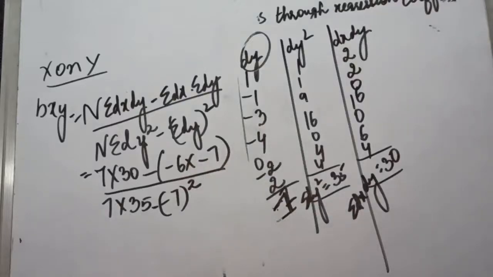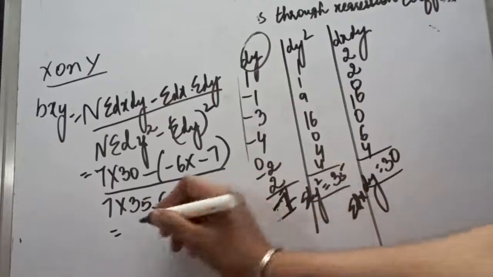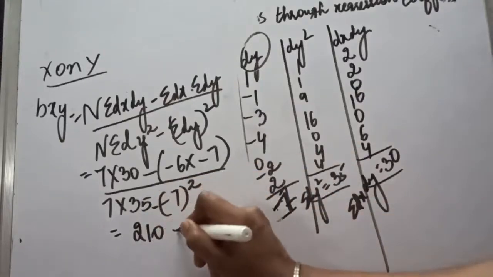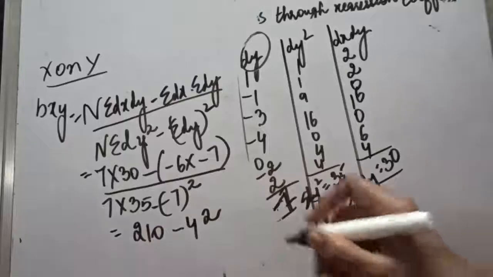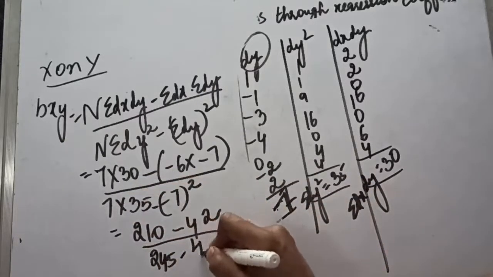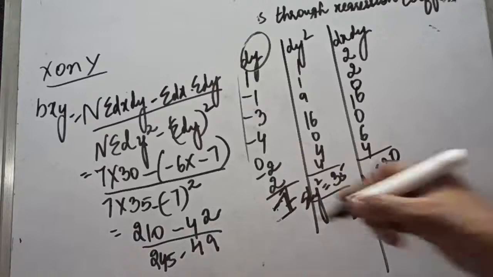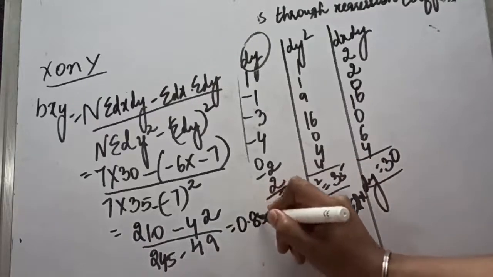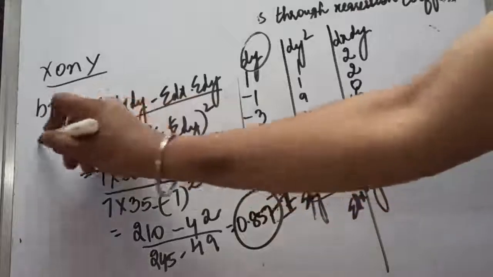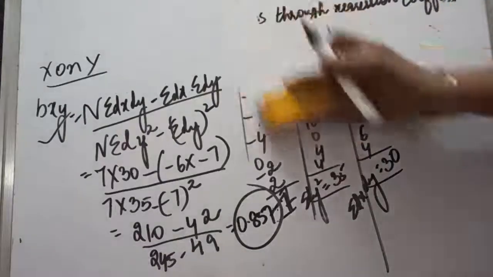From here we will calculate. It will be 210 minus 42, divided by 245 minus 49. Solving this, it will be 168 by 196. So the answer will be 0.857. This is the value of bxy, 0.857.